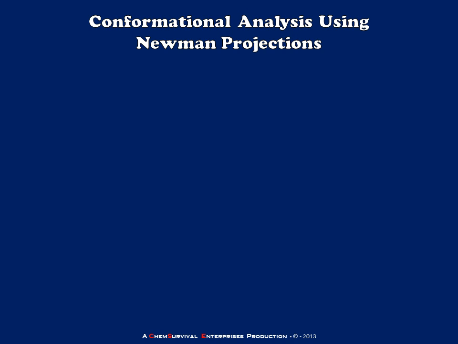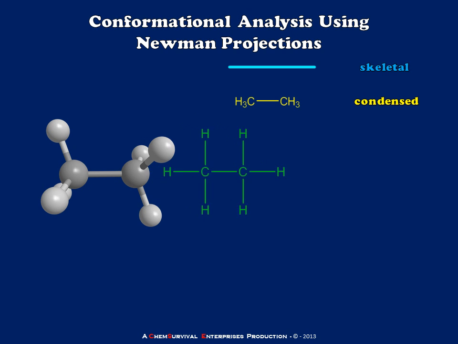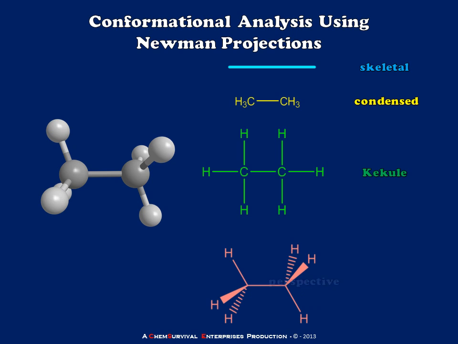And today I want to show you how we use Newman projections to analyze and depict the rotameric states of simple hydrocarbons. Simple hydrocarbons like this ethane molecule. And we've got lots of ways to draw this that we've already looked at for the most part. Those ways include the skeletal structures. We've got condensed formula. We've also got Kekulé and Lewis structures. And we even have the perspective method of drawing.